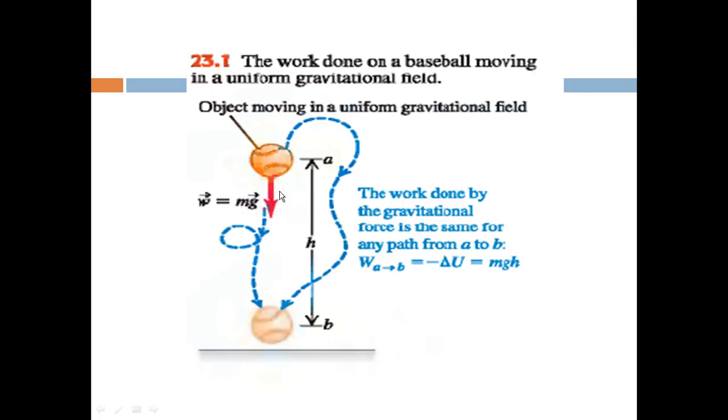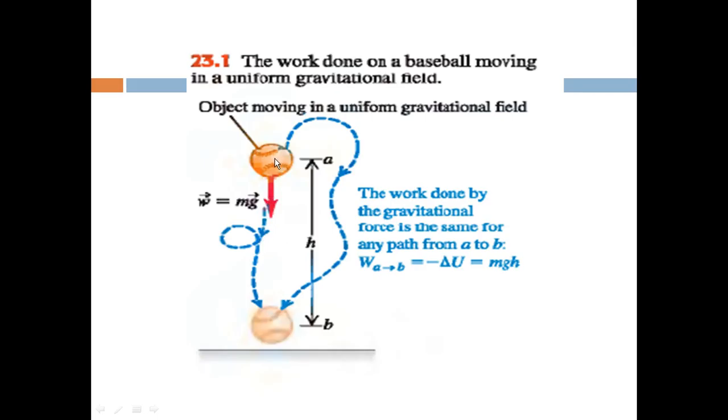So what is meant by this path is that it doesn't matter whether the ball travels this path, or whether the ball travels this path, or whether the ball simply goes straight from point A to point B. The point here is that regardless of the path taken by the ball, for as long as the ball started at point A and ended up at point B, the work done in moving the baseball from point A to point B is the same regardless of the path.